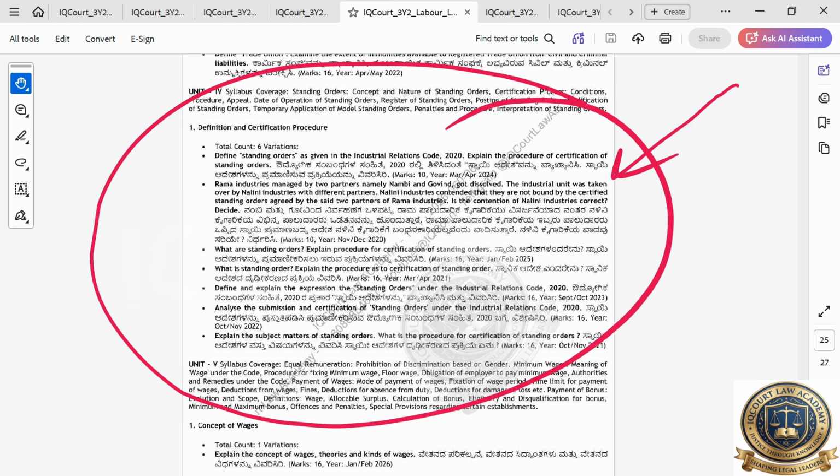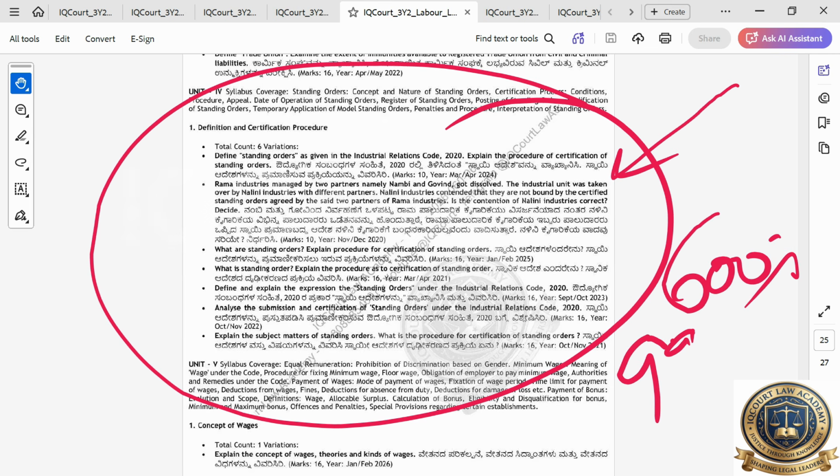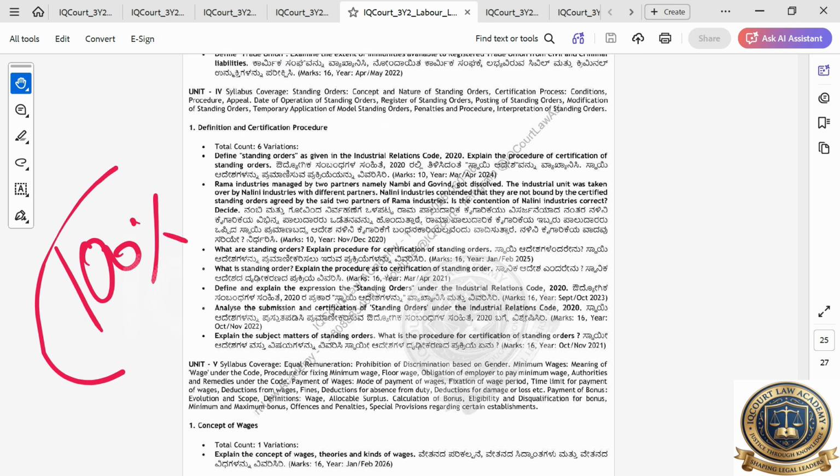It is related to the service rules of an industry. If they want to introduce or make changes, there are procedures. With regard to that, you need to write it in the exam. This is a 600% important question. 100% they will ask this question. Definitely one question will come.